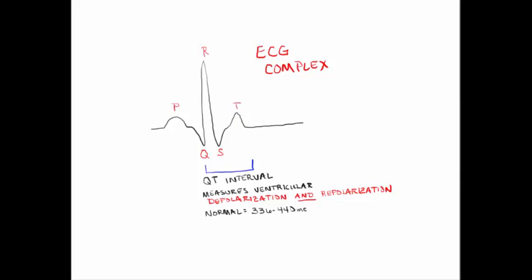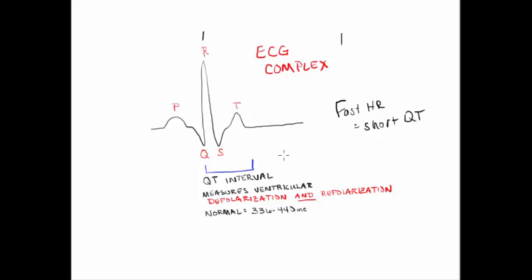And finally, the QT interval measures ventricular depolarization and repolarization. Or another way, it describes the entire ventricular process. This means the faster the heart rate is, the shorter the QT interval is going to be. A normal QT interval is going to range from 336 to 440 milliseconds, and it shouldn't be any greater than half of the distance between consecutive R waves.